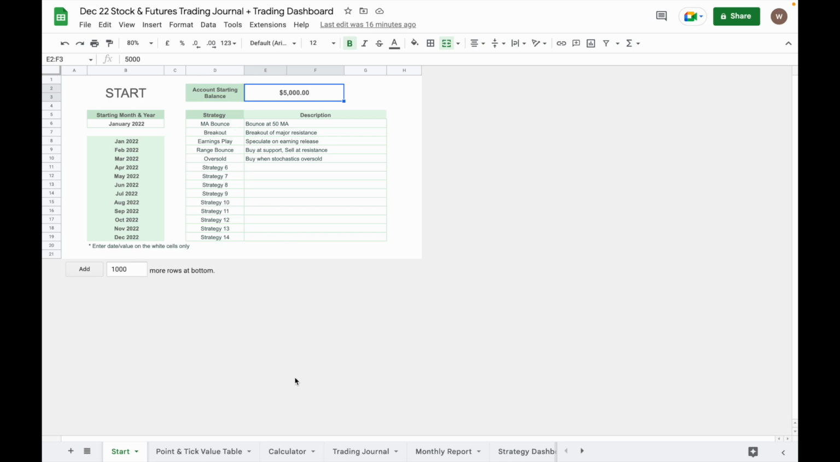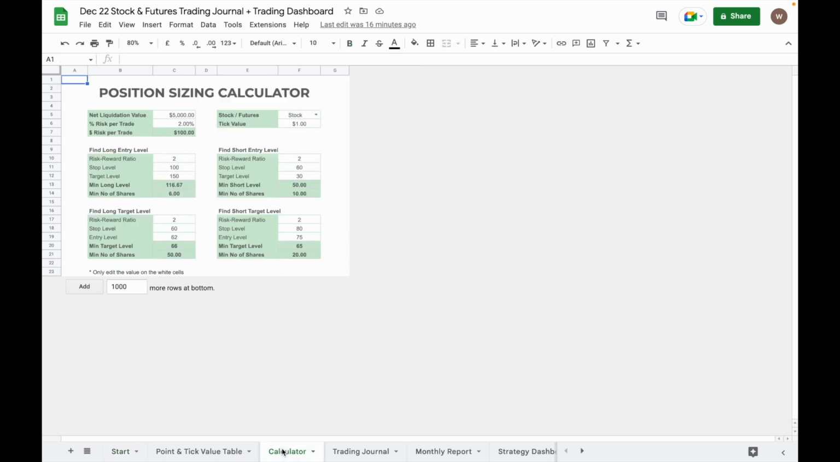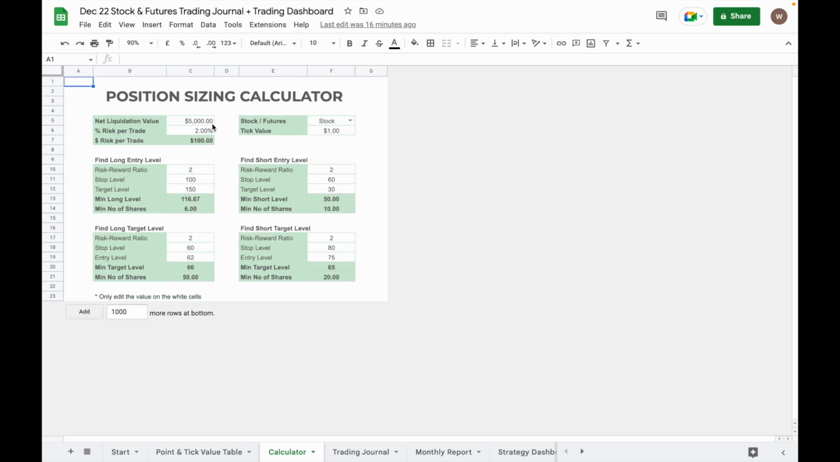Before you place any trade, there's a calculator here that you can use to calculate your maximum risk per trade. For example, if the net liquidation value of your account is $5,000 and you risk 2% per trade, then the maximum risk per trade is $100. That means that the maximum amount of money you can risk in this trade is $100.